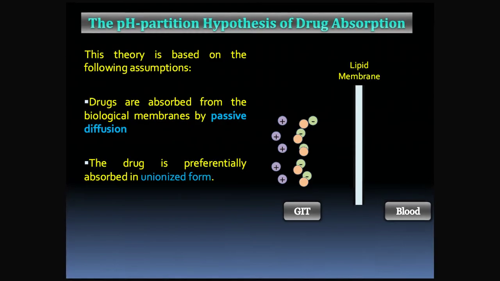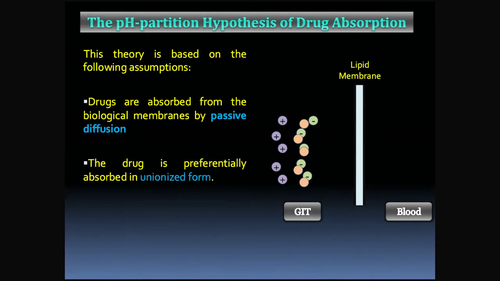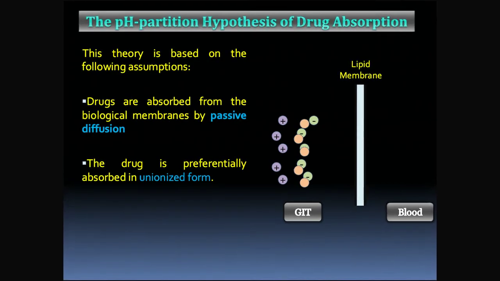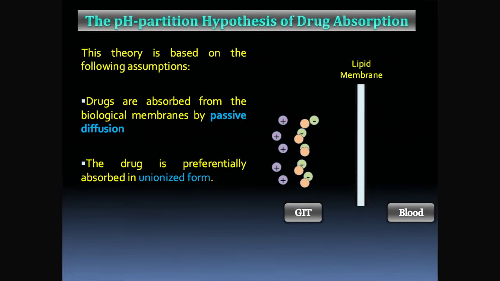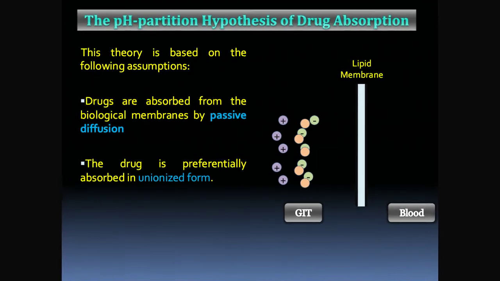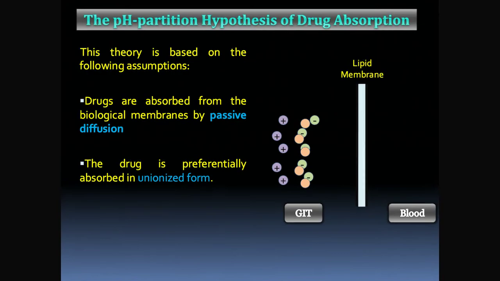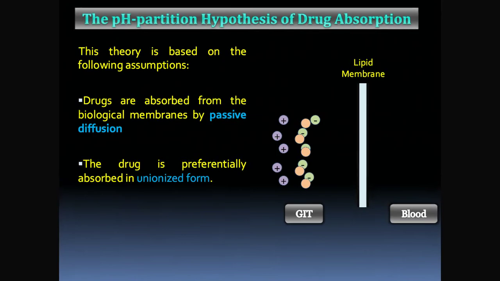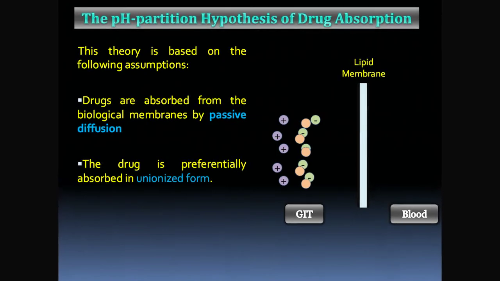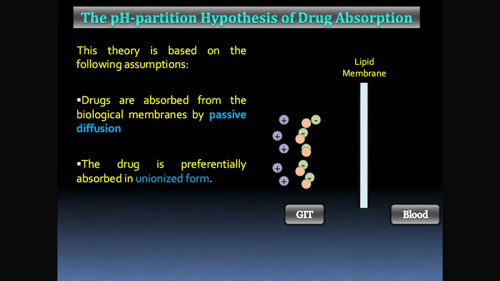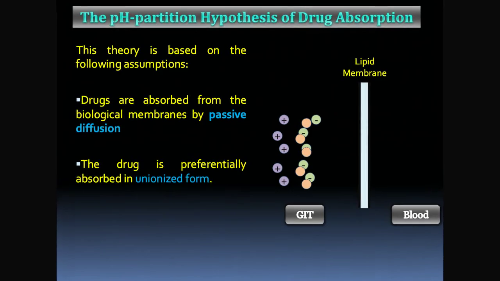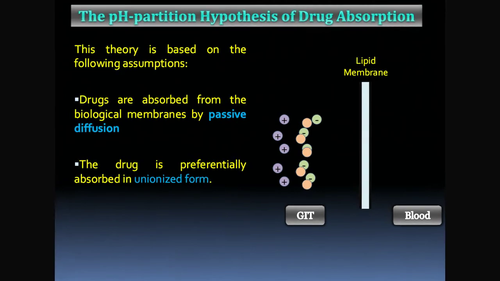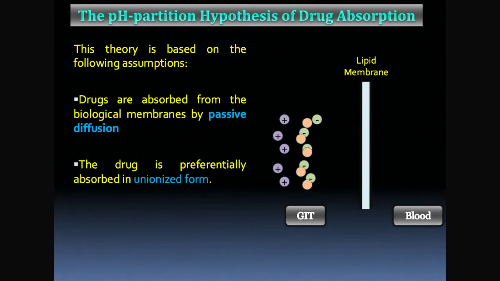Observe the interplay between the ionized and unionized particles depicted in the diagram. The presence of an electrical charge significantly increases a molecule's polarity, making it incompatible with the hydrophobic lipid membrane. This theory posits that the unionized, neutral form of a drug is the only version capable of partitioning into the lipid bilayer effectively. Therefore, the total rate of absorption depends entirely on the fraction of the drug that remains uncharged, which is itself a direct consequence of the surrounding pH and the molecule's own pKa.